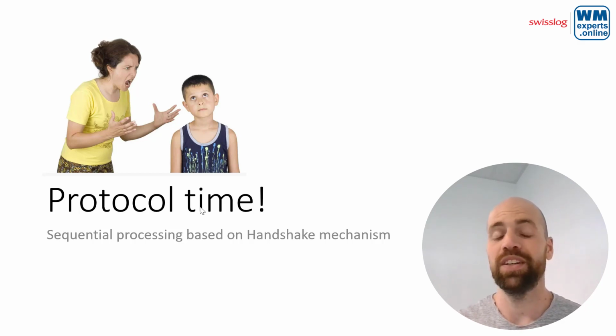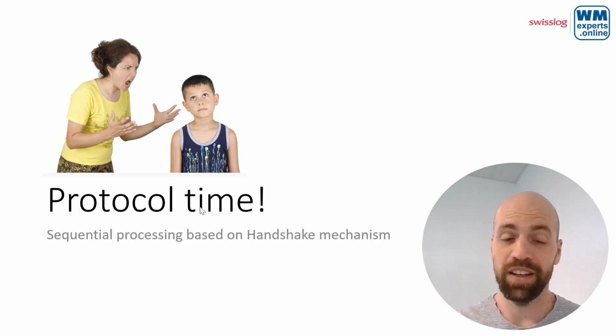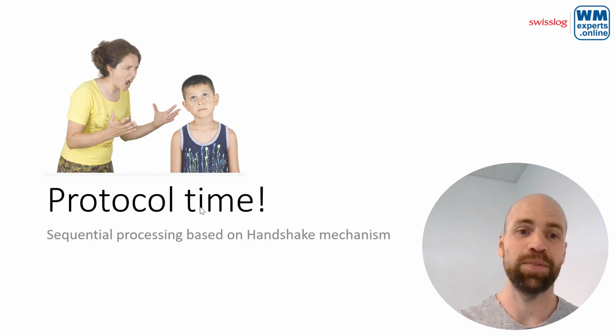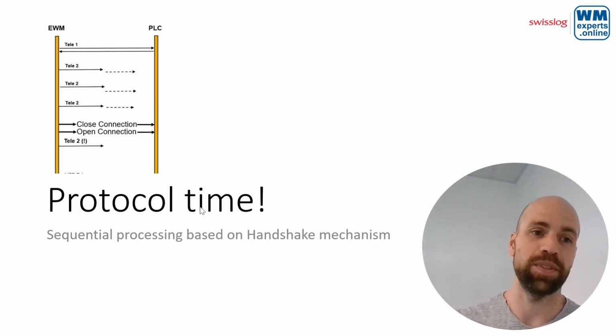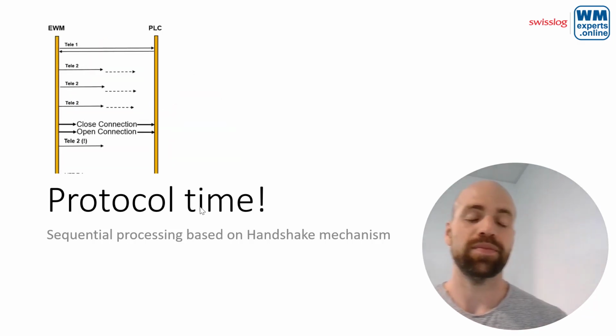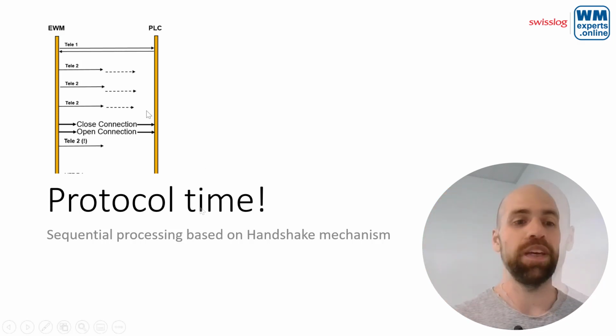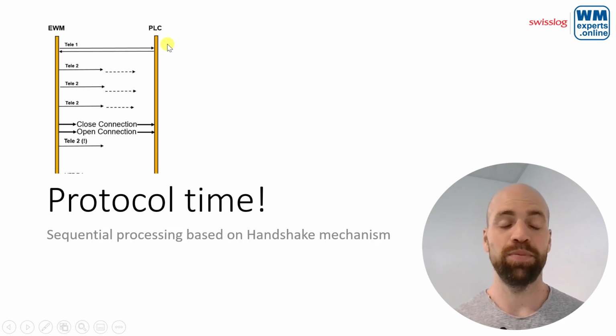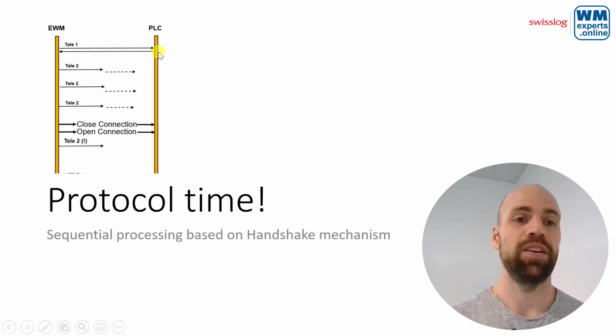And only once you got the confirmation that what you said was actually heard, only then do you start telling something else and some additional information. And that's also what we have on a technical basis with EWM and the PLC. We have a telegram which is sent from EWM to the PLC, and then we get an acknowledgement telegram from the PLC to EWM.